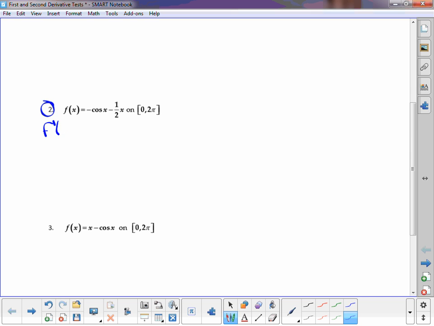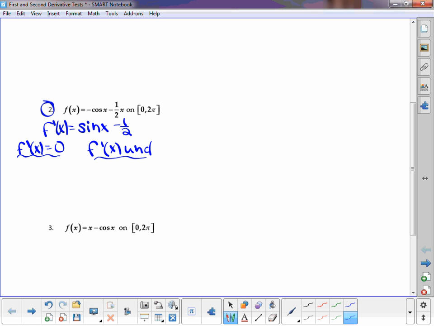So I need my first derivative. Do I have negative cosine? Good, positive sine. Do I have negative 1/2 x? Good, negative 1/2. So for my first derivative test, I'm checking when it is 0 and also when it is undefined.